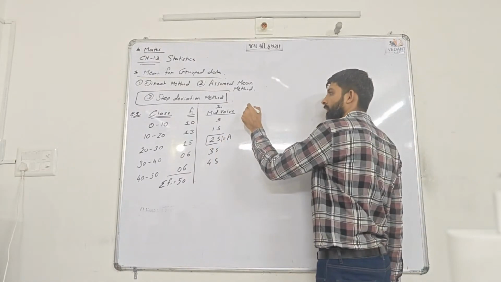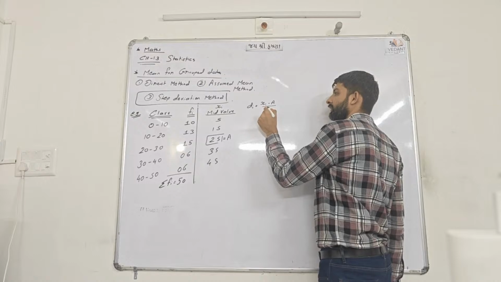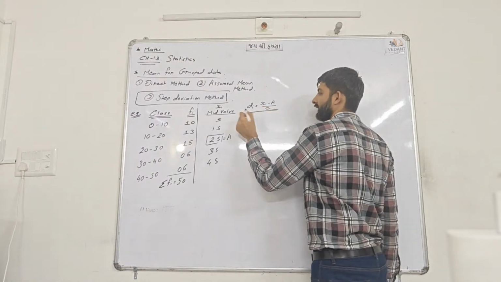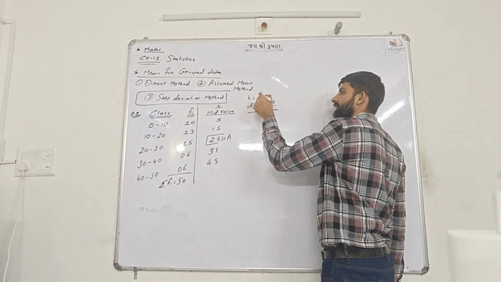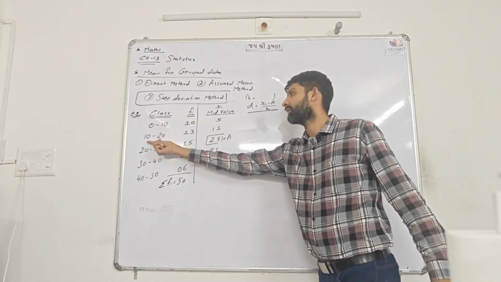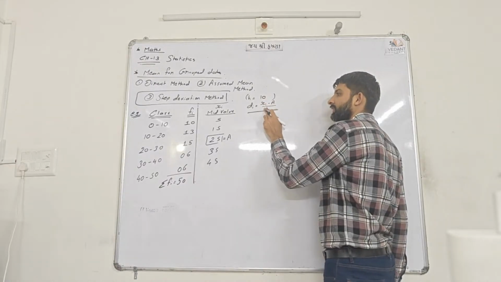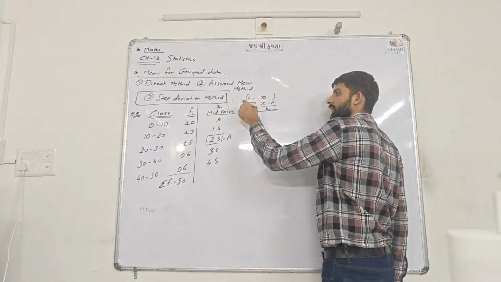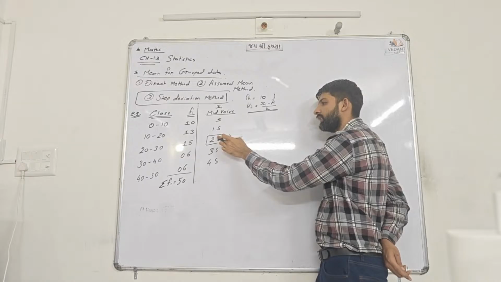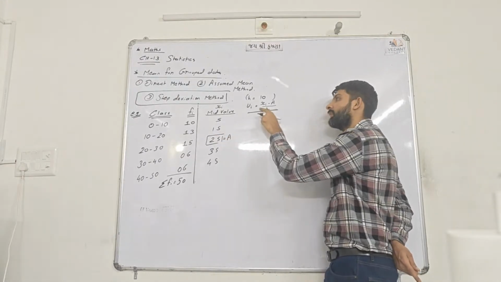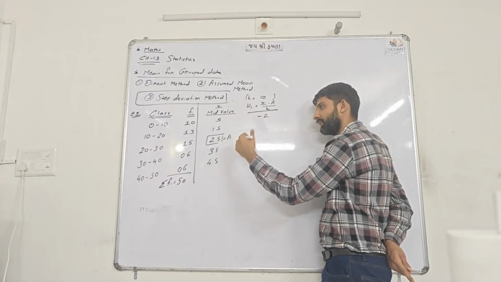Now the formula of deviation will change: di, that is (xi minus A) by C, or you can say H. Whatever you write. This H is called the class length. So what is the class length here? 10. So the value of H is 10. If I do (xi minus A) by H, this is generally called ui in our NCERT, so we will select ui. 5 minus 25, that is minus 20, divided by 10, so minus 2. Then 15 minus 25, minus 10, divided by 10.